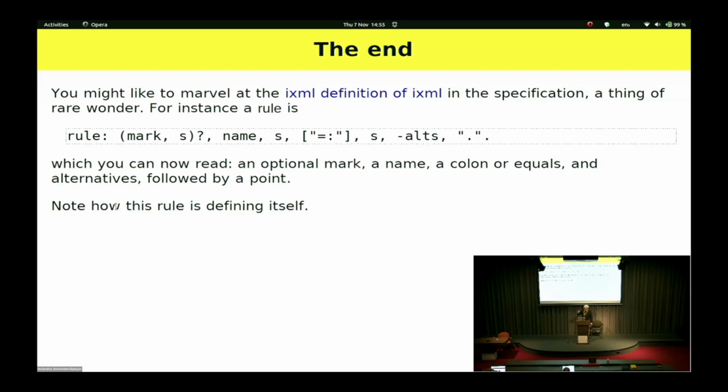The end. Right, with 3 minutes to go. Phew. So now that you've seen all of IXML, you might want to marvel at the IXML definition of IXML because it's defined in itself. So for instance, a rule is a mark followed by spaces, and that's optional, and then a name, and then spaces, and then either an equals or a colon, and then spaces, and then a number of alternatives, and a full stop. And of course, this rule is now defining itself.